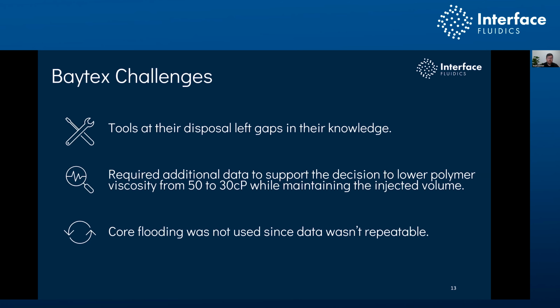So the challenges that Baytex brought to us was that the tools at their disposal broadly left gaps in their knowledge. They wanted to make a change in their polymer suppliers or polymer chemistry, and they didn't feel like they had adequate tools in order to de-risk that change. So in order to make that change, they worked with us to gather additional data to support this decision to lower the polymer viscosity.